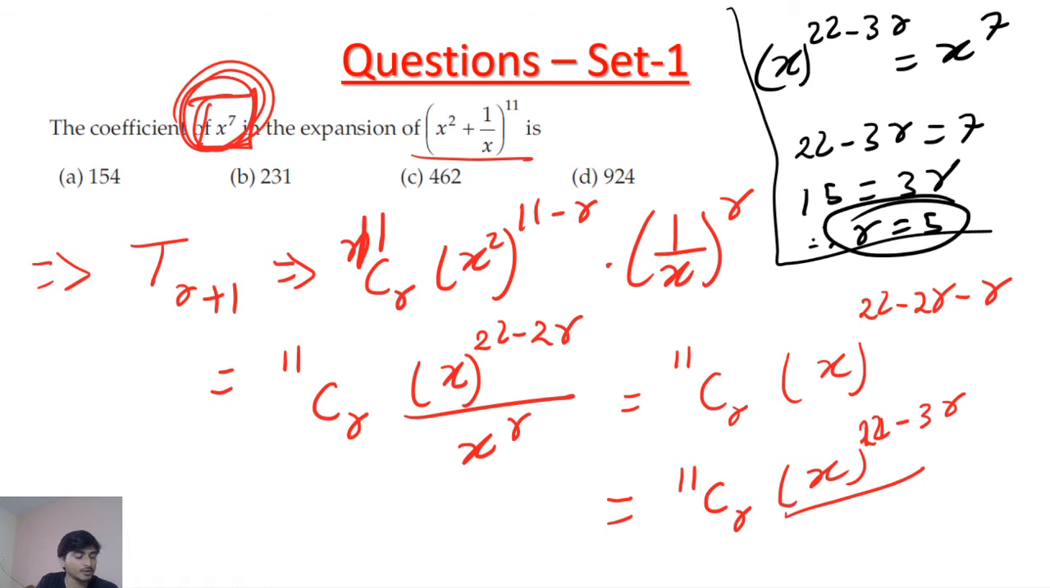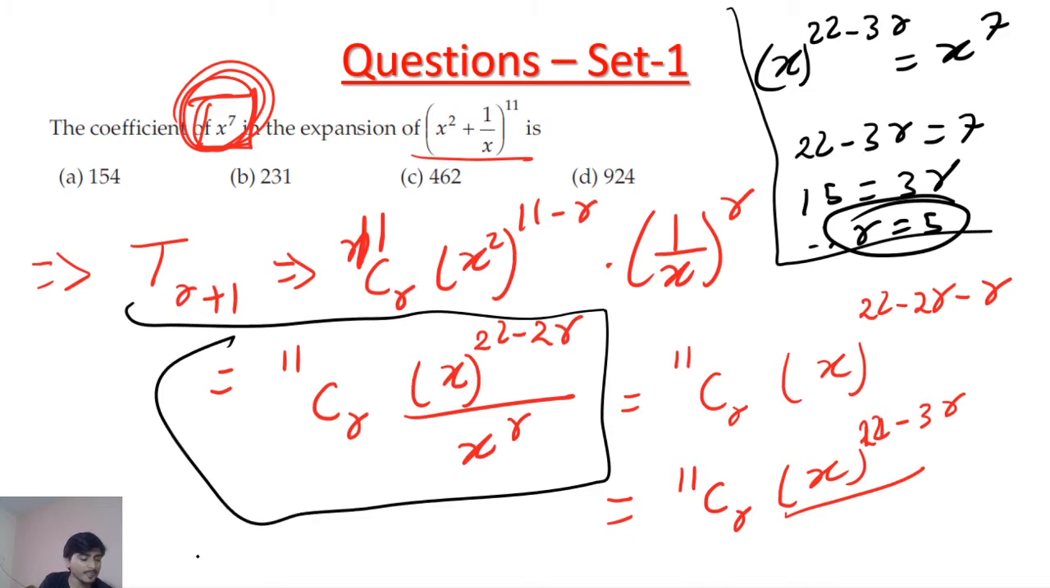Is it clear or not, guys? So r equal to 5. Now you can find the coefficient by putting r equal to 5 in this, right?